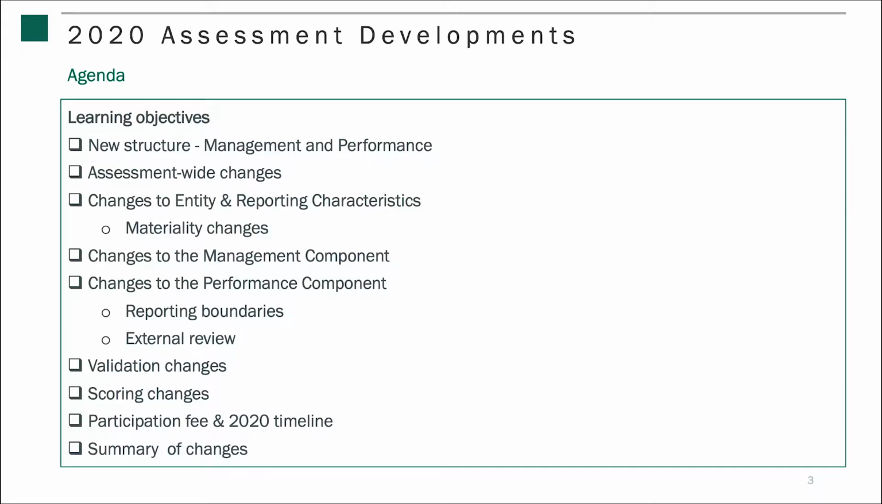This will include the use of reporting boundaries and external data review. Along the way, we'll explain the validation and scoring changes and how they affect the 2020 assessment. We'll also include a short explanation of the new participation fee structure. Finally, we'll conclude this lesson by explaining how the new assessment structure impacts the output and results of 2020.